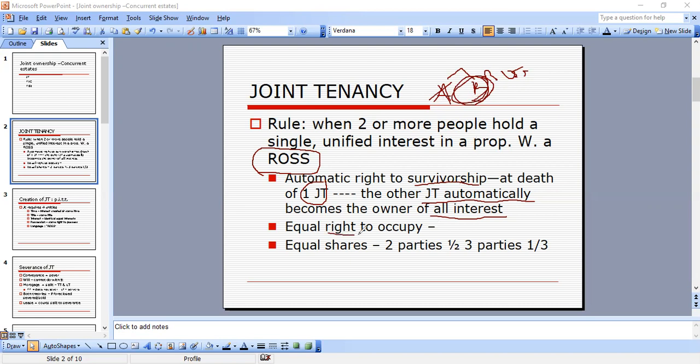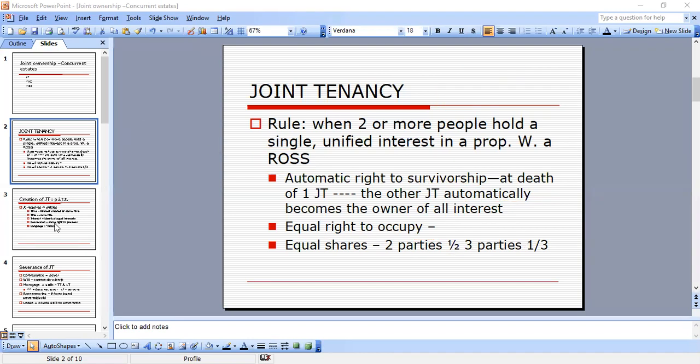They have an equal right to occupy. This is going to come a little bit later. Both tenants have the equal right to occupy. If one tenant does not allow the other tenant to occupy, then that will be an ouster on that one tenant. And I'll explain ouster in a little bit. Okay, so equal right to occupy. Equal shares, two parties are going to have one half. So A, one half owner, B, one half owner. If we have three parties, it's 1/3, 1/3, 1/3. Okay, that's on the JT.